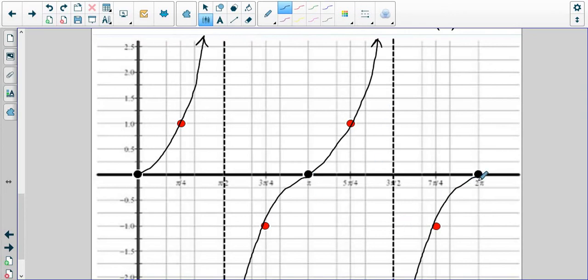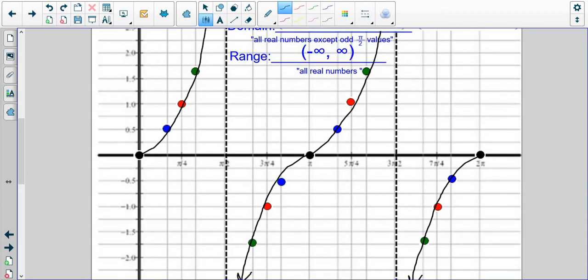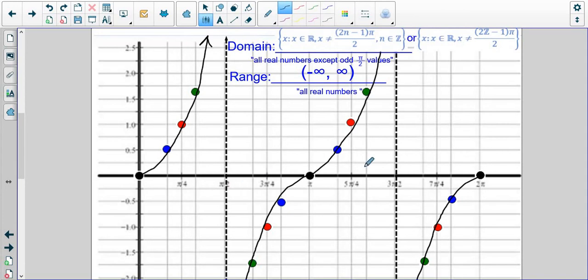0, asymptote, 0, asymptote, 0, 1, negative 1, 1, negative 1, and then I show the curve that does sort of resemble an x to the third power or cube graph. So now let's talk about the interesting domains and ranges for tangent. The range, fairly simple: negative infinity to infinity. It looks kind of weird. It does have these asymptotes, but that does not affect the range.